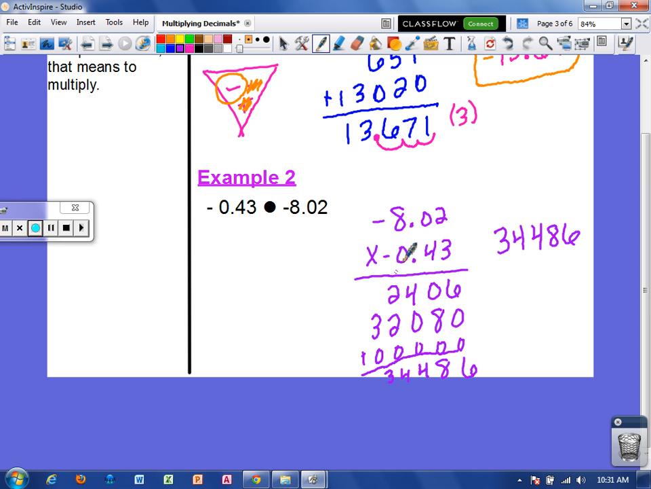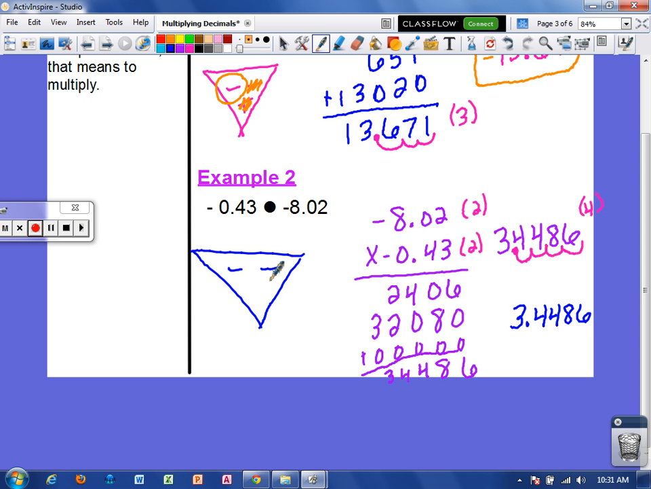Now I need to figure out how many decimal places should be in the answer. So 8.02 has 2 decimal places. 0.43 has 2 decimal places. So that means I need 4 in my answer. So I'm going to start on the right and I'm going to hop left 1, 2, 3, 4 places. So that's 3.4486. And then we're going to use Mike Dude to check what our sign should be. I have a negative times a negative, so this is a positive answer.